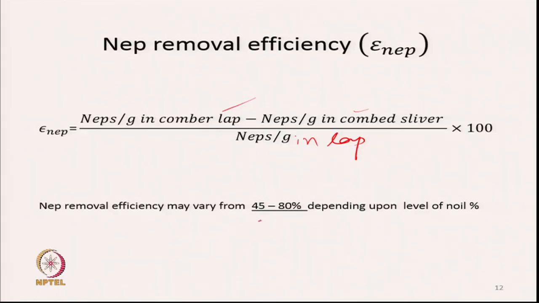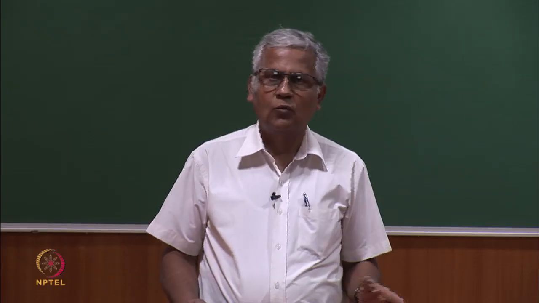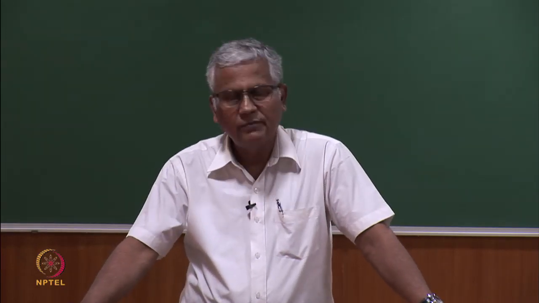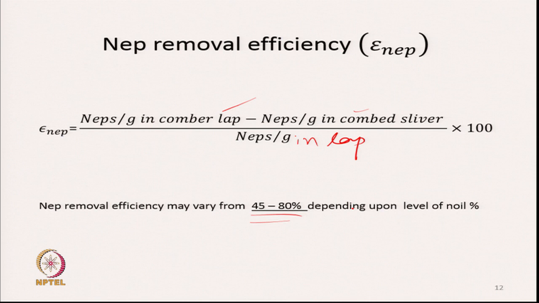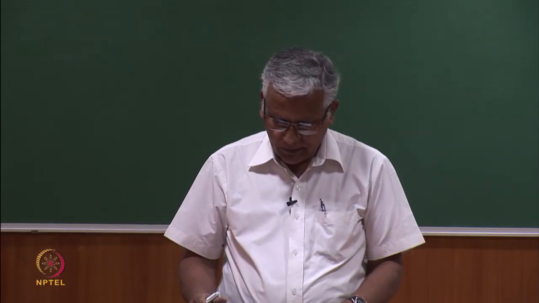So, typically the efficiency has been found to be varying between 45 to 80% depending upon the level of noil that I am extracting. That means, if I remove 12% or 16%, 18%, 20% noil, the nap removal efficiency will also change. It is a function of how much noil I am extracting. So, the figure therefore may vary depending upon the noil, depending upon the type of machine that is processing the fibers or the laps. So, typical values vary between 45 to 80%.